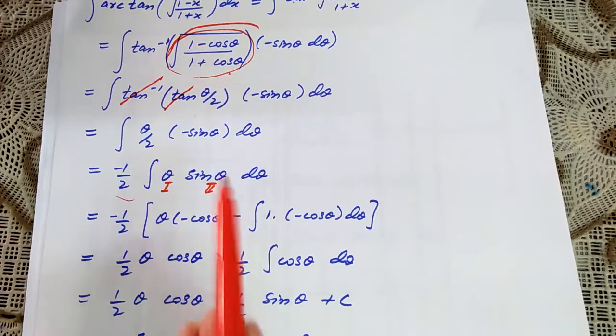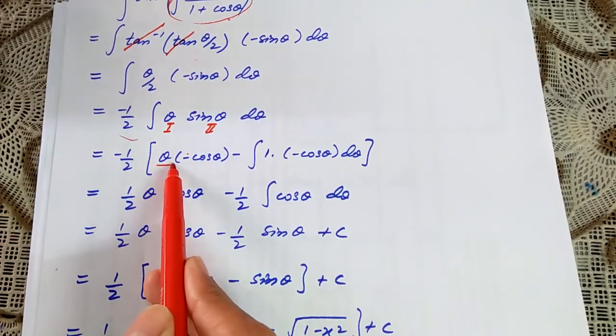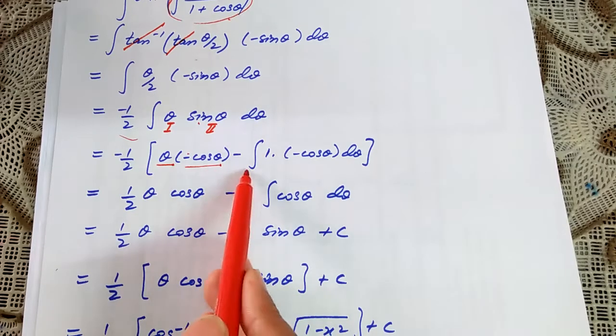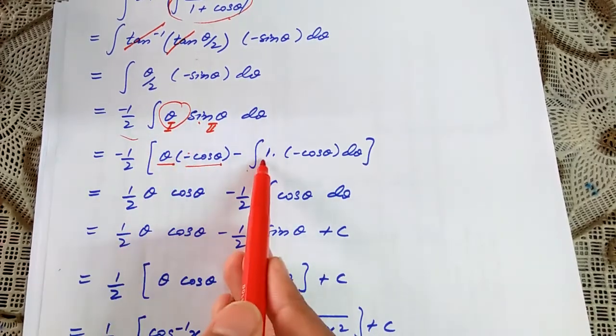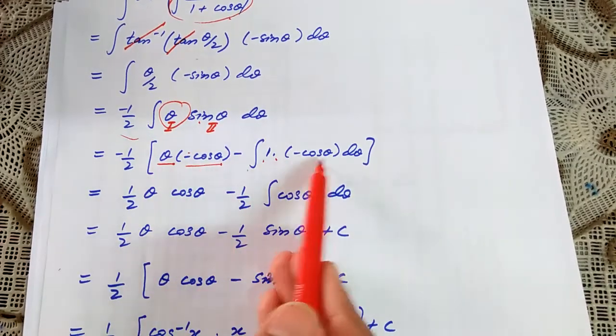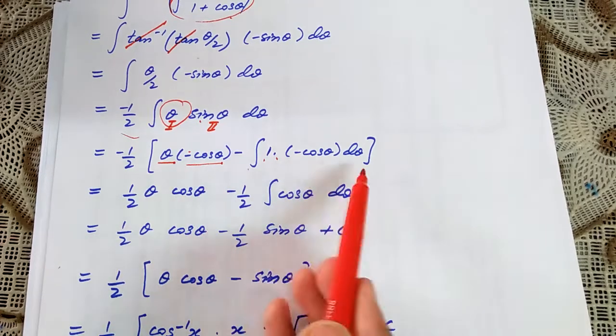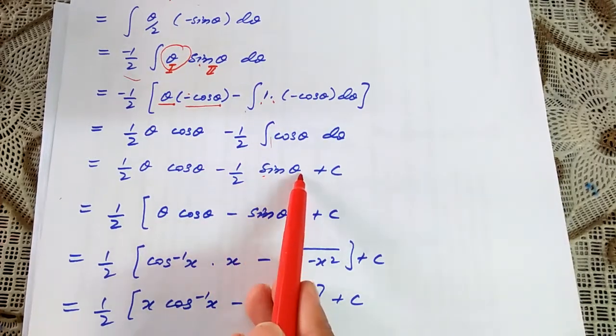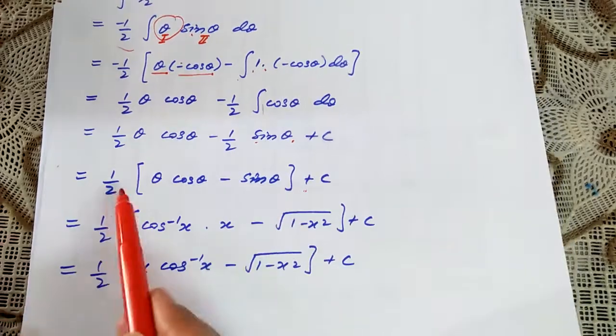So I have taken this as the first function. Now, first function into integration of second function, minus the integral of the derivative of the first function, which is 1, into integration of second function d theta. Open it, simplify. The integral will have cos theta, that is sine theta. Now just simplify the terms.